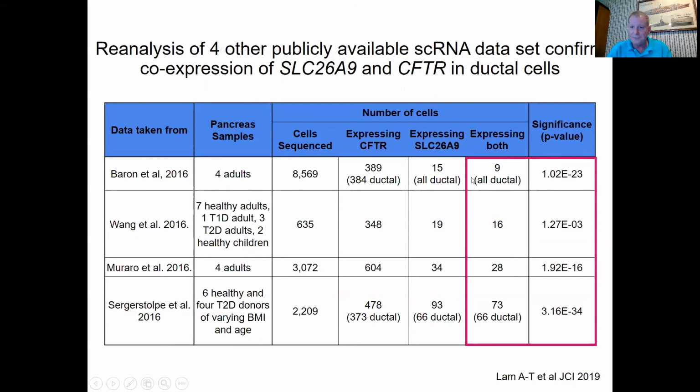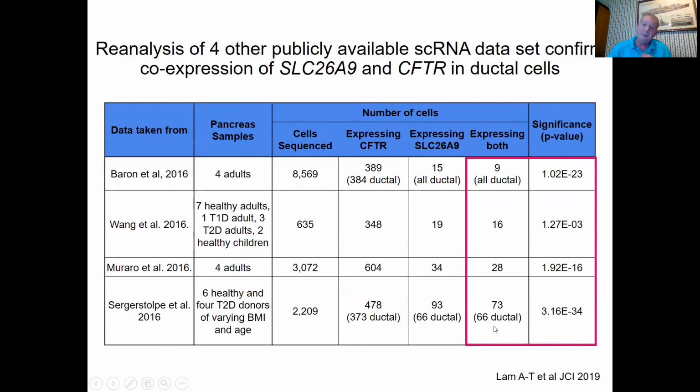I'll just run down this column. Cells were found expressing both A9 and CFTR in this study by Barron and colleagues back in 2016, all were ductal. And it's pretty significant based on the number of cells that are expressing one or the other. 16 cells in this case, 28, and then 73, almost all ductal in this additional study from Segerslope. All these are pretty robust, significant associations.